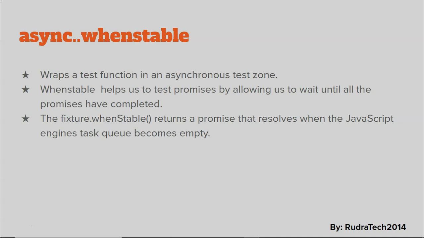What async does is it puts our asynchronous code in a specific test zone, and whenStable helps us to test the promises by allowing us to wait until all the promises have been completed, that is, resolved. And fixture.whenStable returns a promise that resolves when the JavaScript engine's task queue becomes empty. That is, once all the promises are resolved, it will start its execution. Now, let's go and see our code.